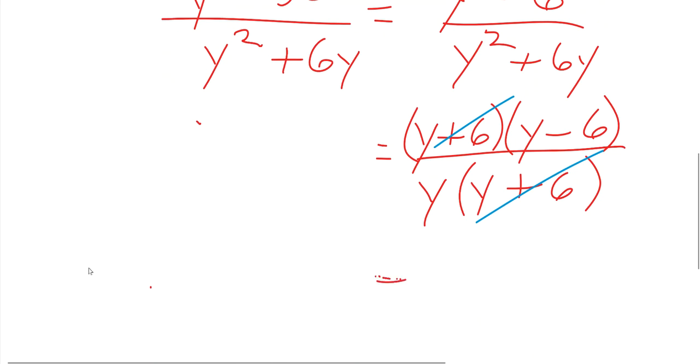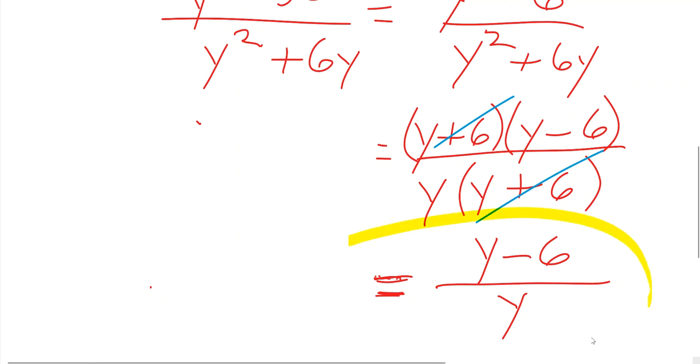Which is equal to y minus 6 over y. Okay, there's our second example.